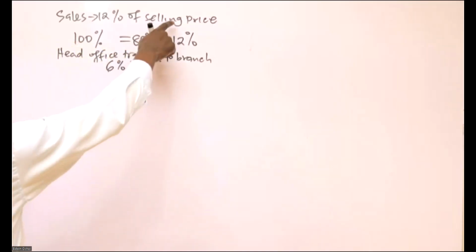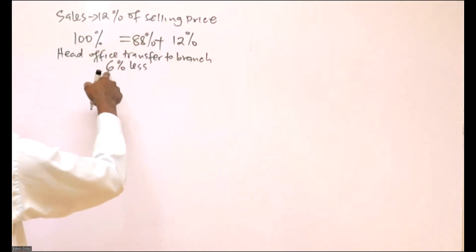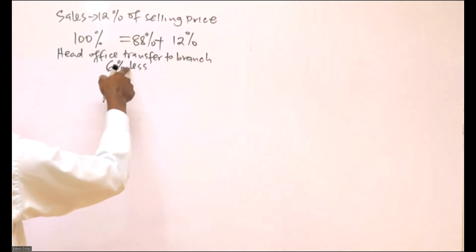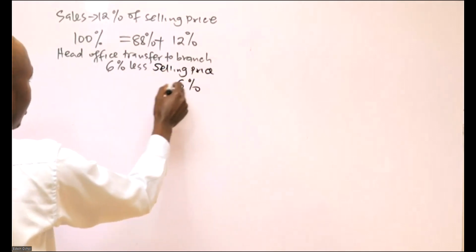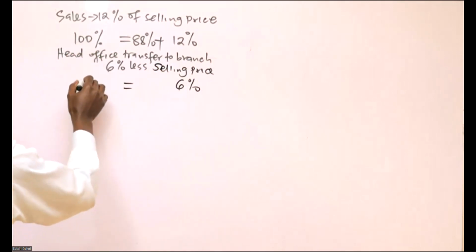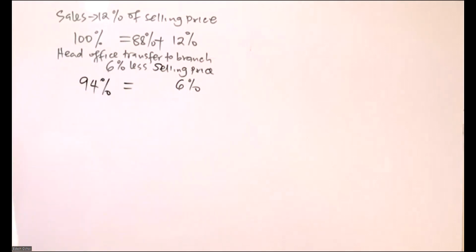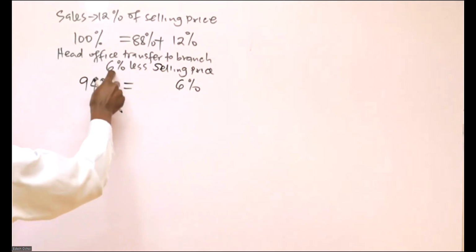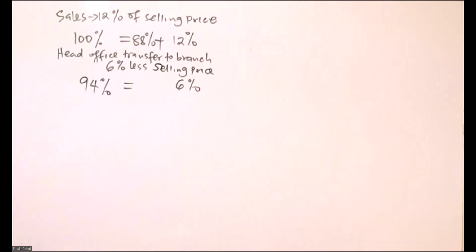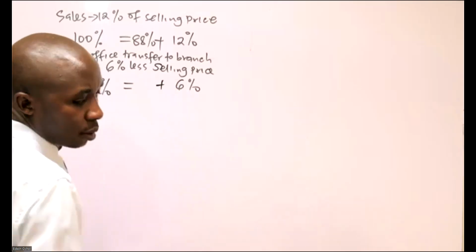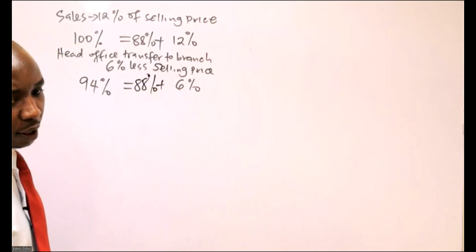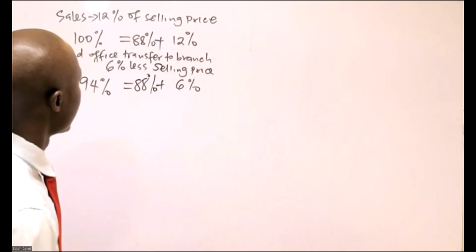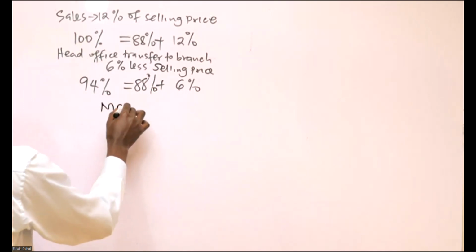So if the selling price is maintained at 100%, and they transfer at 6% less the selling price, then my 6% is the profit, but the transfer price will be 100 minus 6, which is 94%. So the cost will be 94 minus 6, which remains 88%. So those are the first profits to analyze.